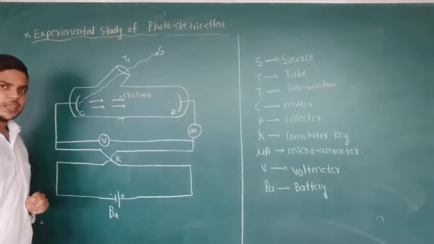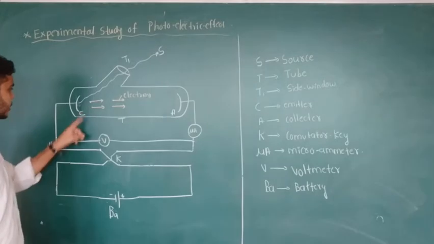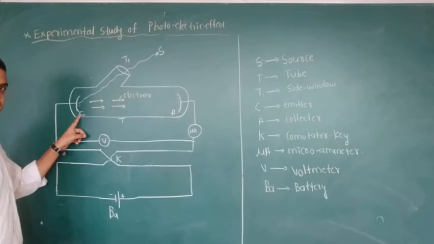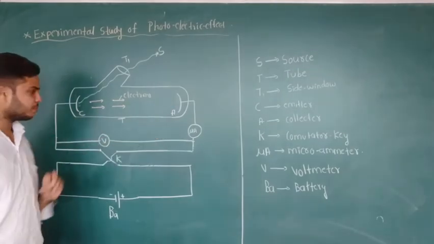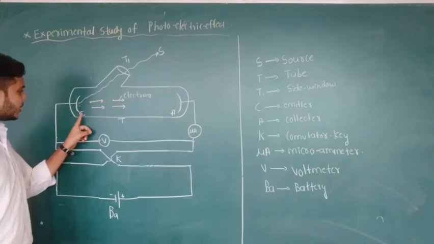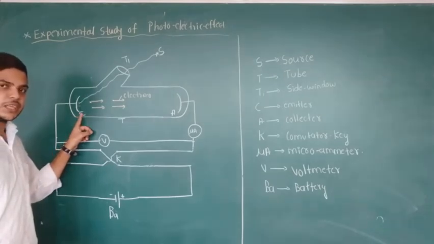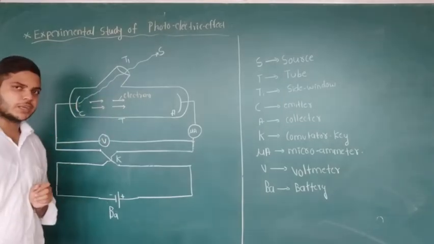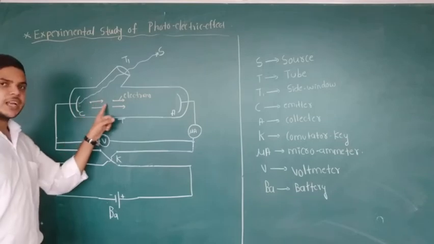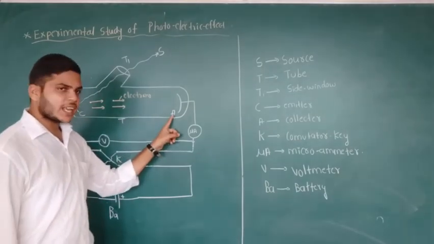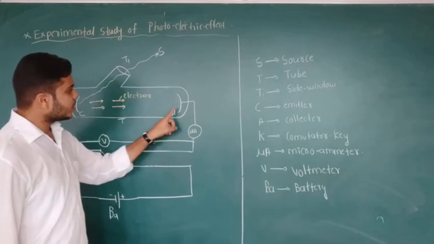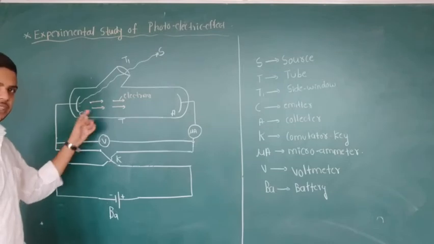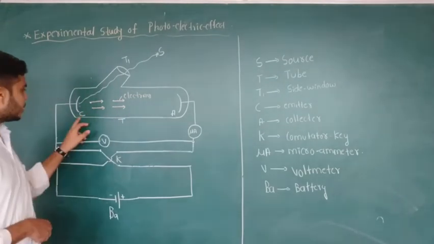Inside the glass tube, there are two electrodes connected. C is one electrode and A is the second electrode. C is called the emitter, A is called the collector. The C electrode is made up of photosensitive material, because when radiation falls on it, it must emit some electrons. The A electrode is called the collector. Its work is to collect the electrons which are emitted from the emitter. This is the function of the emitter and the collector.